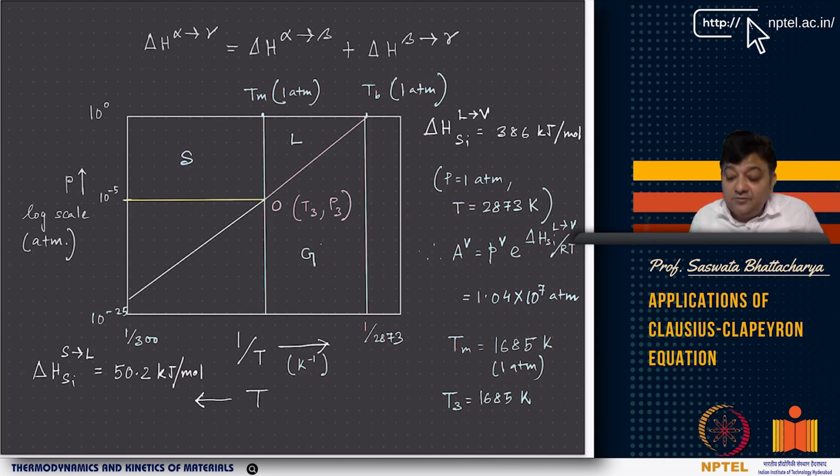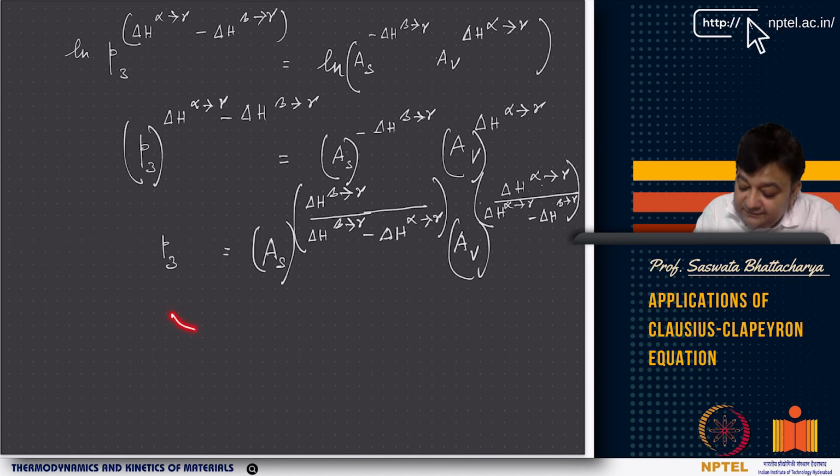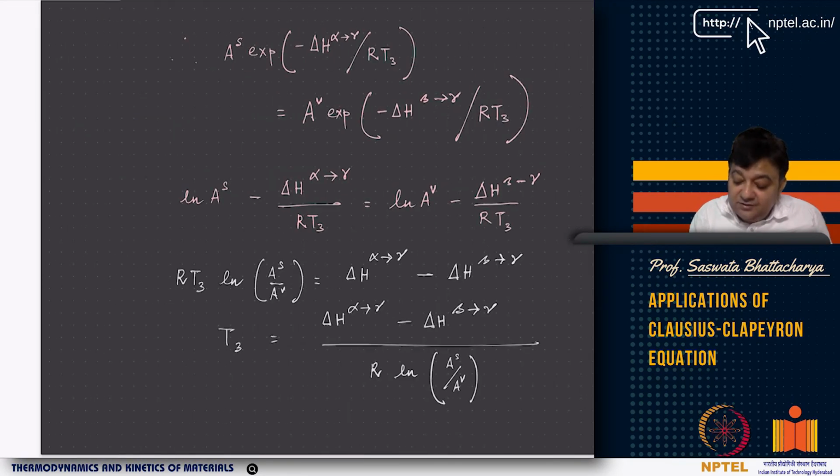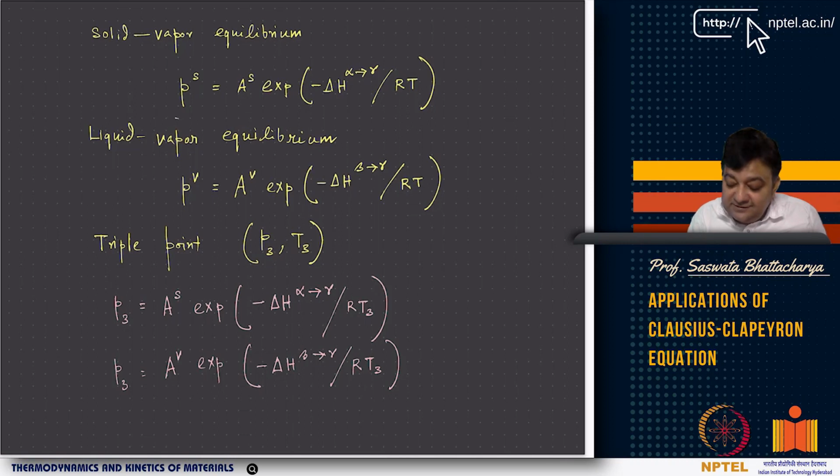Okay, so how do you get it? So this is one example. Remember, this is one equation that I have derived. As you can see, you have two equations and two unknowns. So basically if you can get T3, you should be able to get P3, right?